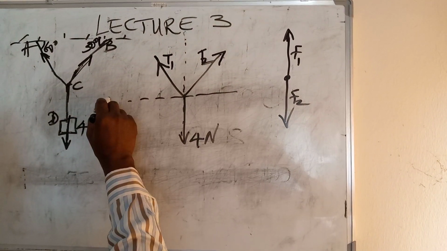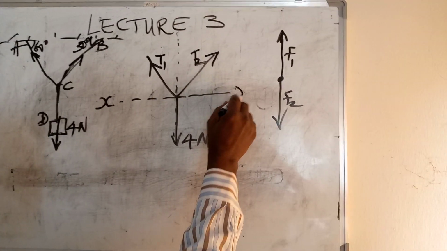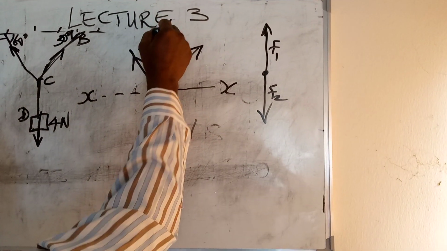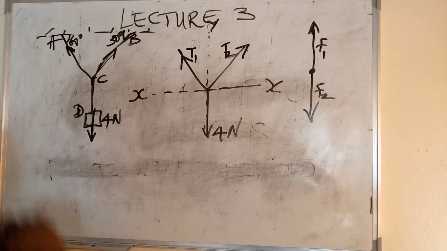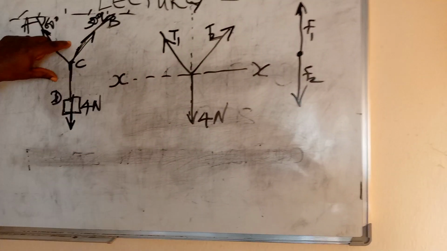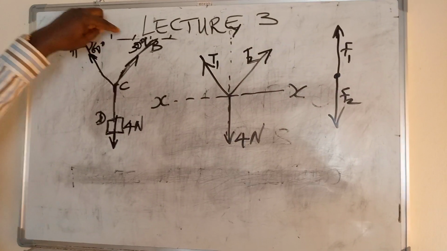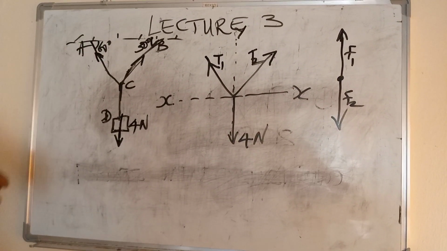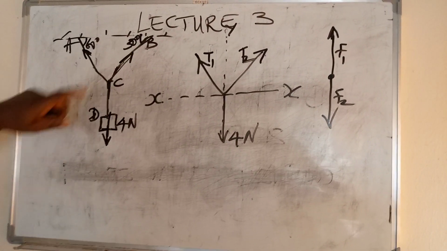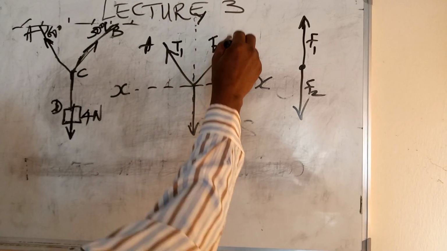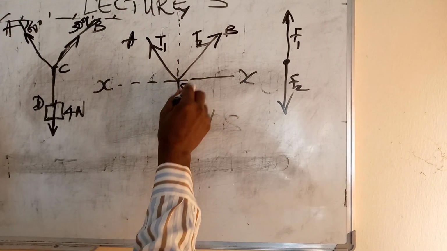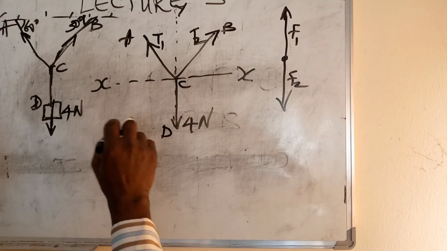Here, I want to use x as the horizontal axis and y as the vertical axis. Looking at this arrangement here, the angle ABC is 30 degrees. So here now we have also A, B, C, D.